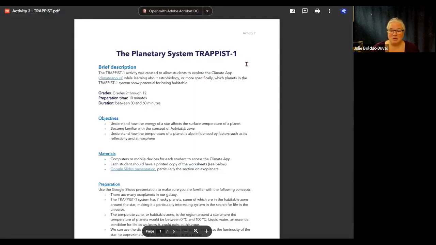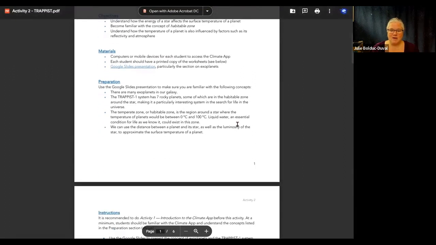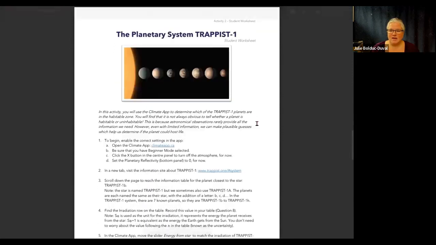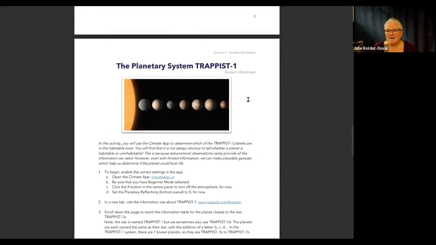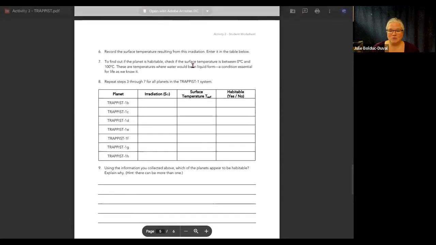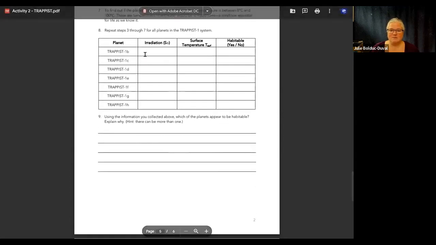And then the second one is about the planetary system TRAPPIST-1. Again, some background information here, instructions, answer key, and then you have the student worksheet. And I really like this activity. What we do basically is that we go to a website, the link is given, to find the irradiation. So basically how much energy the planets receive from the star.